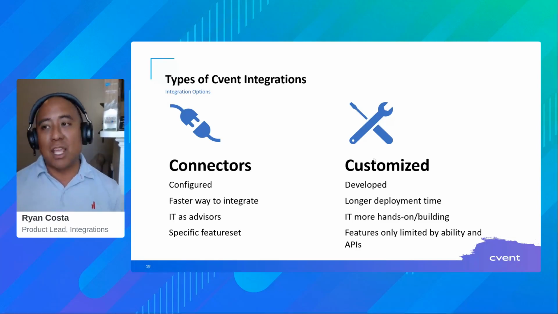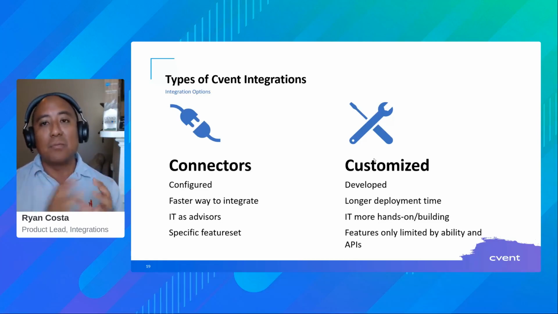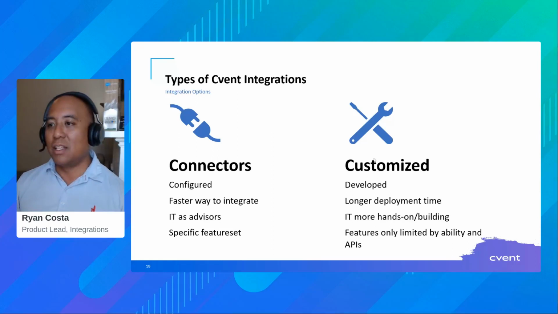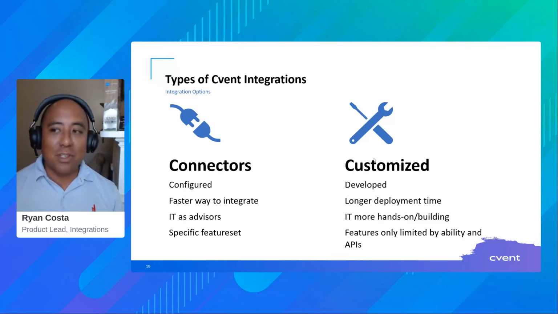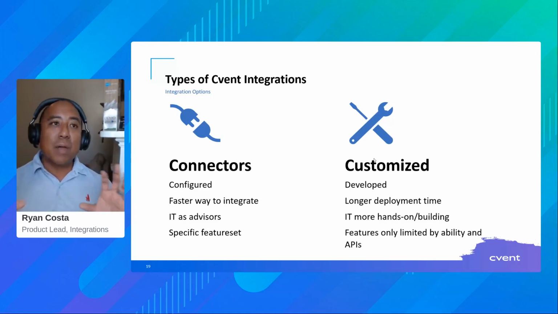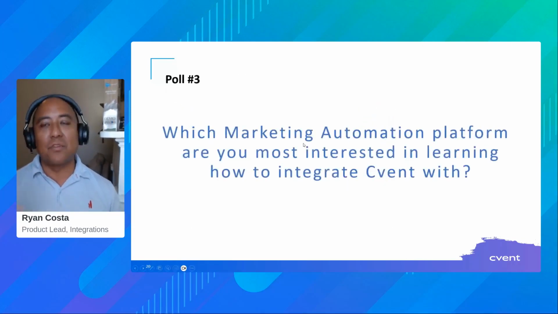Similar to that complex use case, this is absolutely something that's going to be developed. There are going to be developers involved in actually building it. It also extends the deployment time, so it's going to take a lot longer to plan as well as implement this type of integration. The good part of a customized integration, though, is that the features are really only limited by the ability of your developers as well as the APIs of both systems, Cvent and wherever else you want that data to go. So think about, based on your integration journey or your Cvent journey, what might be the most logical next step for you.